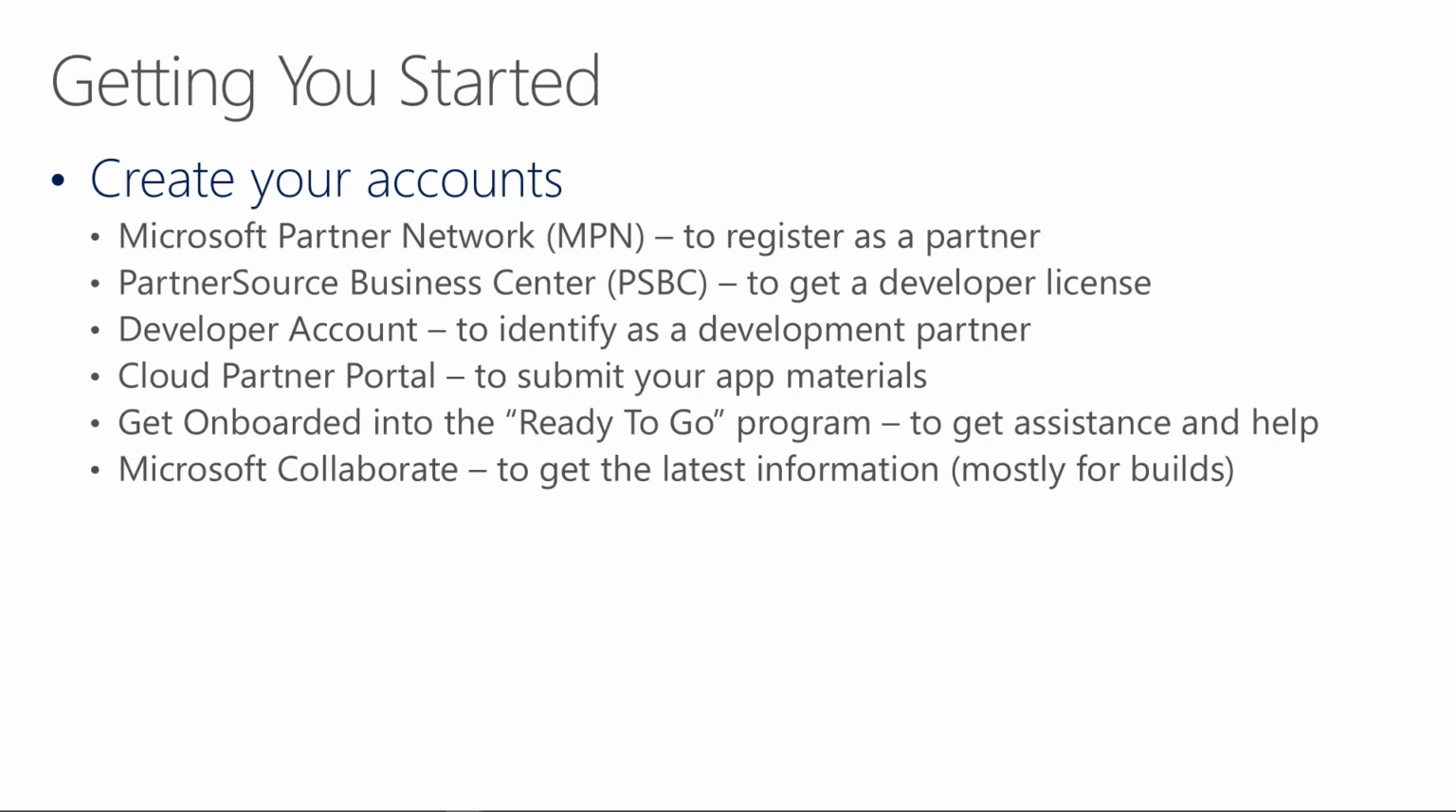This is where the actual marketing validation material will go. You will get onboarded in a program called Ready to Go to get assistance and help. Microsoft Collaborate is a portal where you can download the latest information, mostly for builds. And so this is where it will post information on updates to the APIs and that sort of thing.